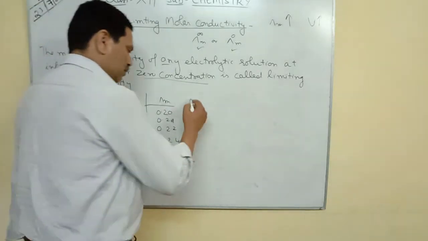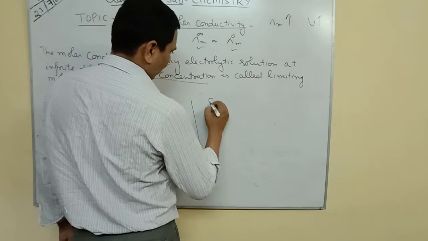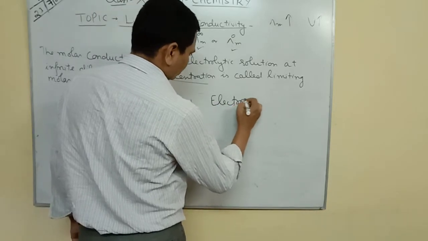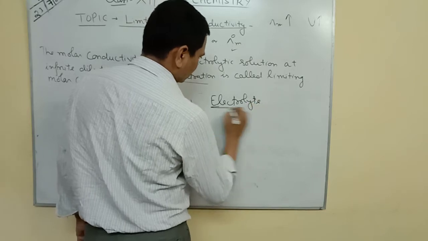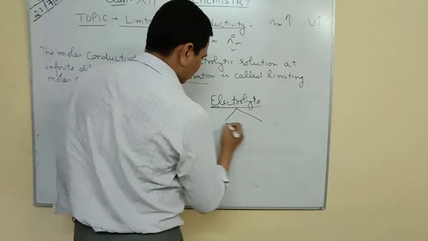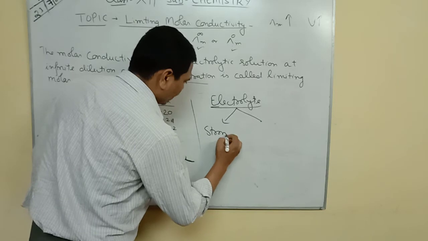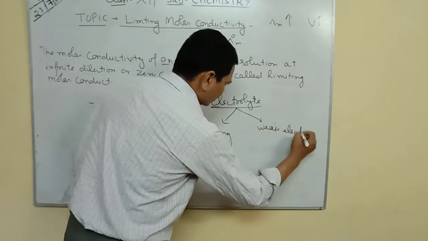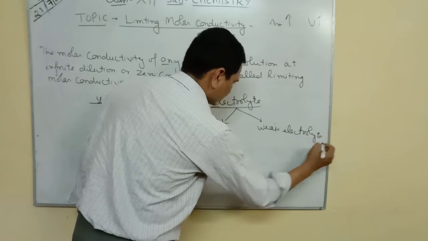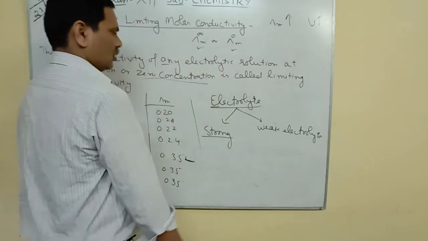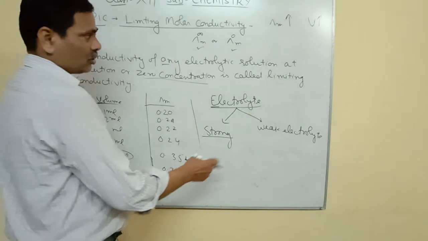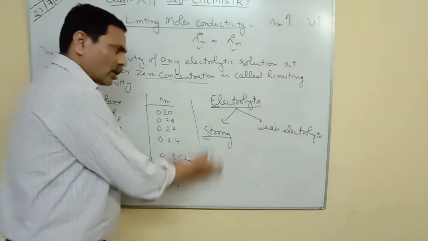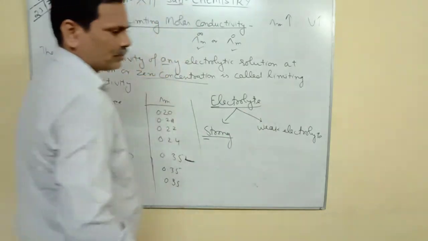Electrolytes are of two types: strong electrolyte and weak electrolyte. You can take a screenshot, then I will explain the molar conductivity in the strong electrolyte and weak electrolyte through the graph.